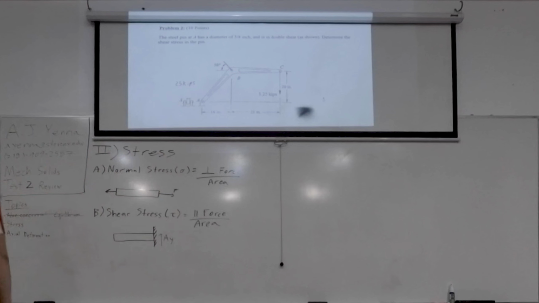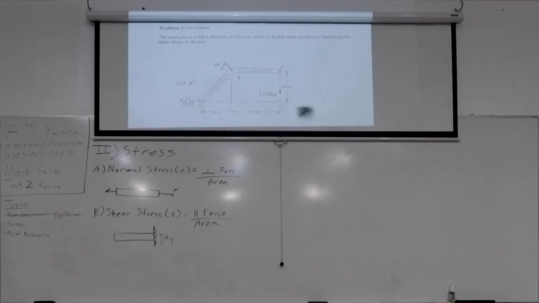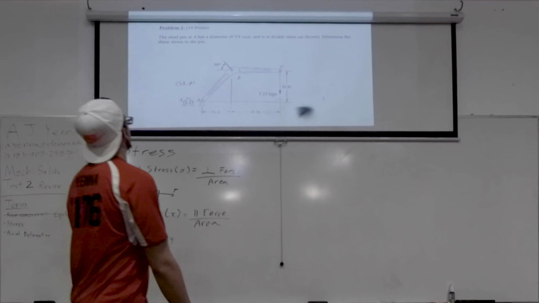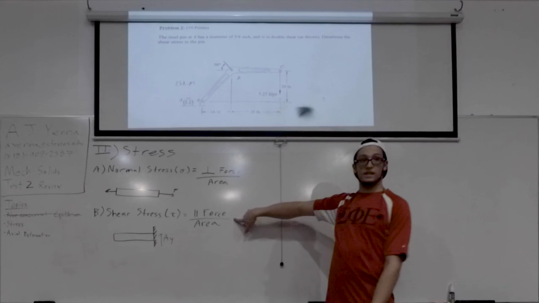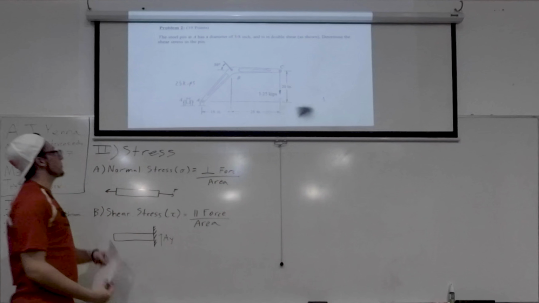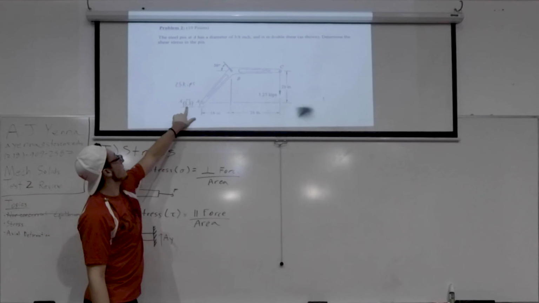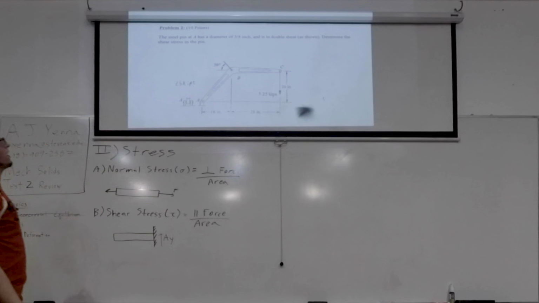So much better drawn than the other one. I don't actually have to draw this one. This is my problem 2 for my test last year. The steel pin at A has a diameter of 3/8 of an inch and is in double shear as shown. Determine the shear stress in the pin. So they told you in the problem, find tau, which makes your life a lot easier. They drew it out for you so you can see exactly what they're talking about. This is A in double shear because the pin is on both sides. And then they just want you to find the stress at that point.